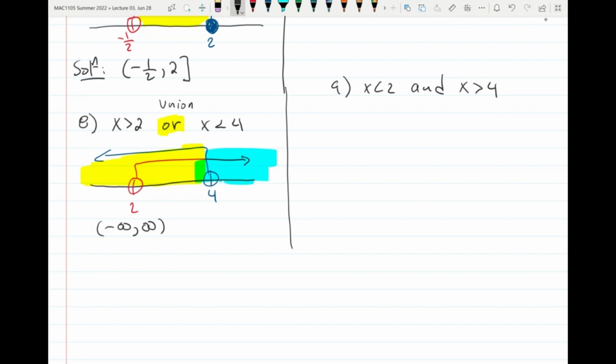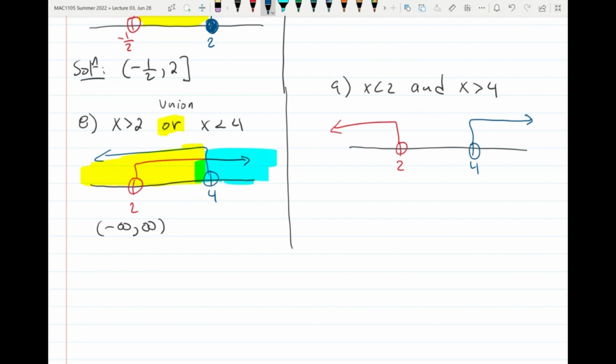Okay, now let's take a look at number 9. So what's going on here? What's the picture? So let's see, here is 2. Here is 4. For the first one, where do I go? For x less than 2, should I go right or left? Left. I go left. And for the other one? Right. Go right.